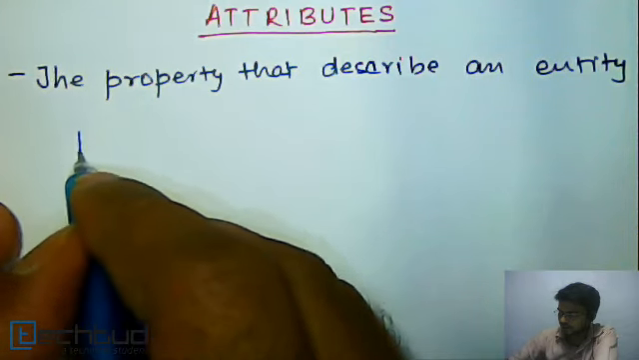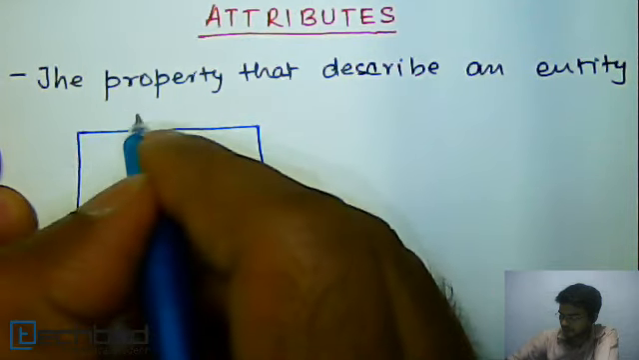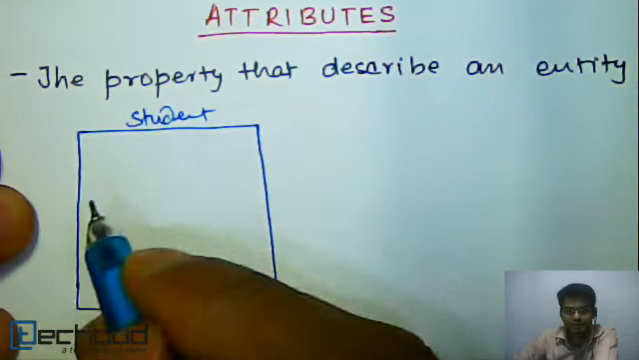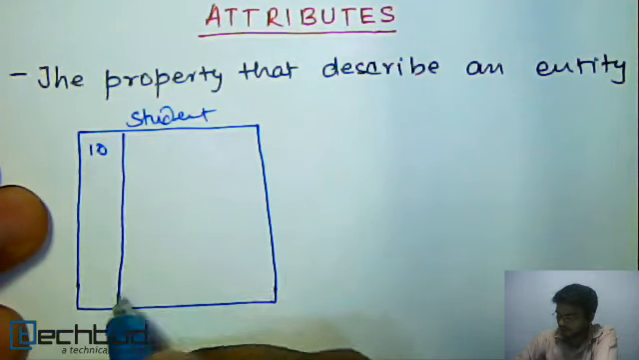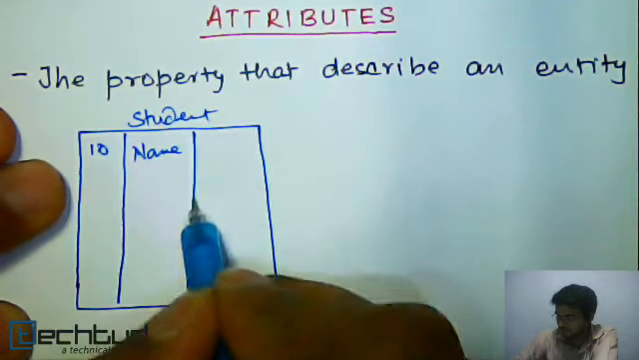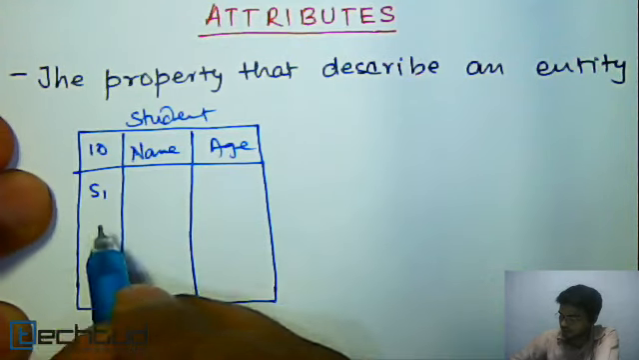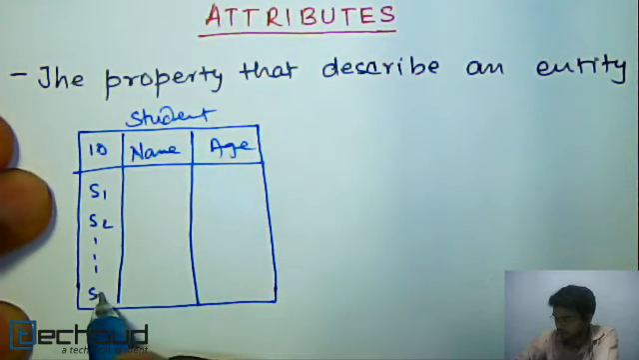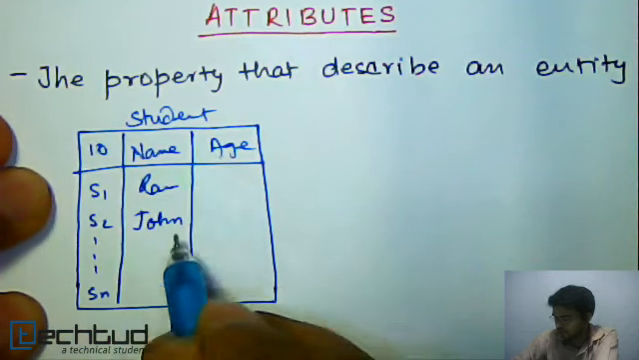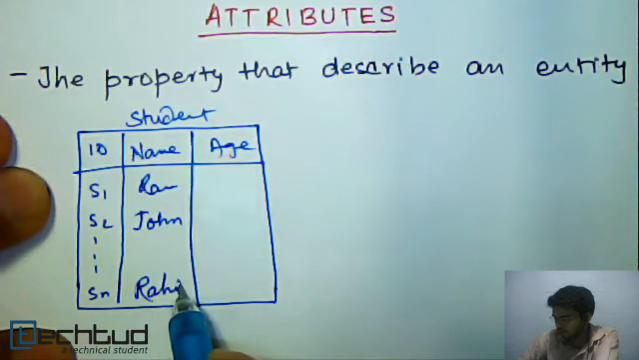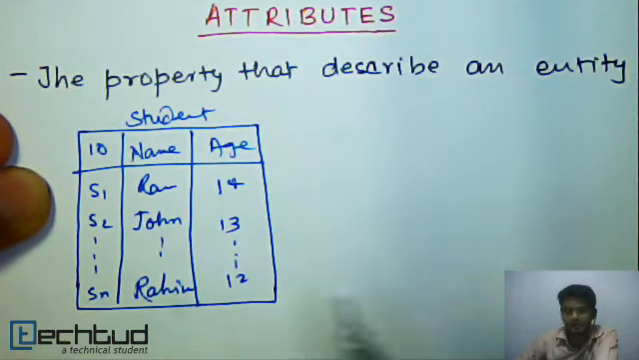Let's start with our famous example of student dataset. We have a student dataset and we are storing student ID, name, and age of a student. Okay, so if you consider S1 is a student, S2 and so on, and Sn, right? Your name is Ram, John, and Rahim. Age is 14, 13 and 12. Okay, so this was our old database.